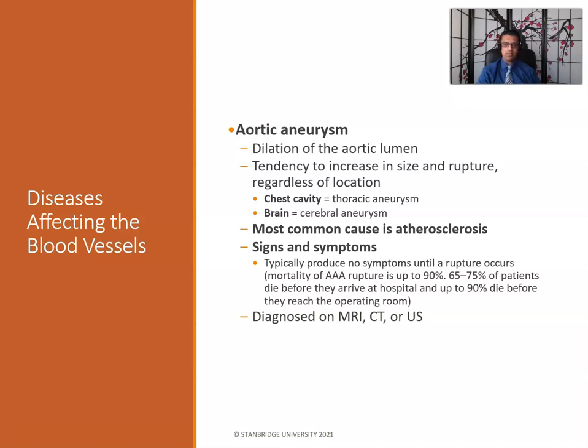What are the signs and symptoms of someone with an aortic aneurysm? They typically produce no symptoms until rupture occurs. The mortality rate of abdominal aortic aneurysms is 90%. 65 to 75% of patients die before their arrival at the hospital, and up to 90% die before they reach the operating room. Diagnosed on MRI, CTs, or ultrasound.